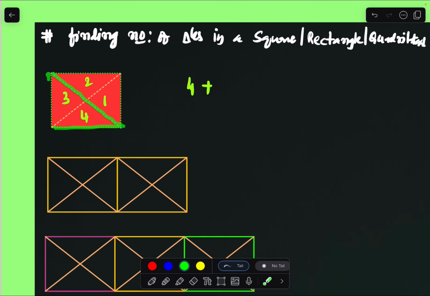Because of this diagonal, we'll get two triangles. In a rectangle or parallelogram, a diagonal divides it into two equal triangles, two congruent triangles, upper part and lower part. Two triangles we'll get because of one diagonal, and one more diagonal is there, so we'll get again two triangles. And the total number of triangles here, we are getting 8, right?